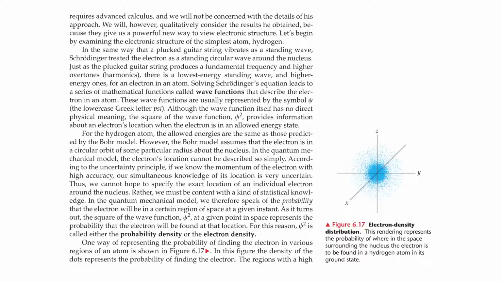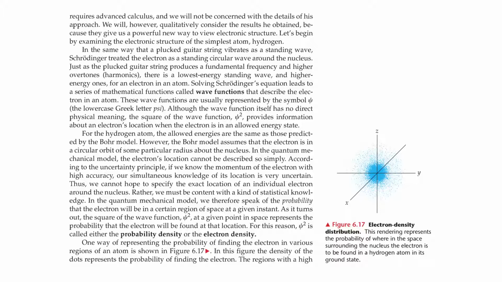These wave functions are usually represented by the symbol psi. Although the wave function itself has no direct physical meaning, the square of the wave function, psi squared, provides information about the electron's location when the electron is in an allowed energy state. For the hydrogen atom, the allowed energies are the same as those predicted by the Bohr model. However, the Bohr model assumes that the electron is in a circular orbit of some particular radius about the nucleus.